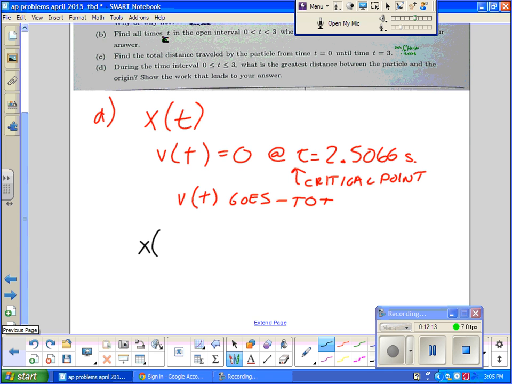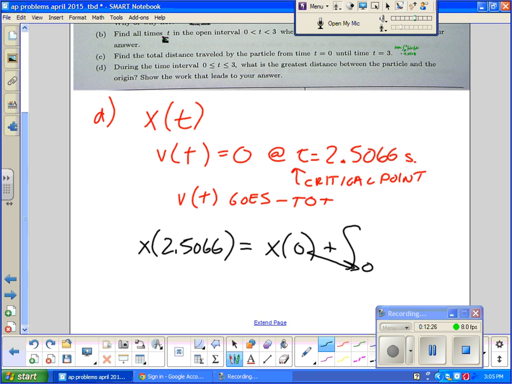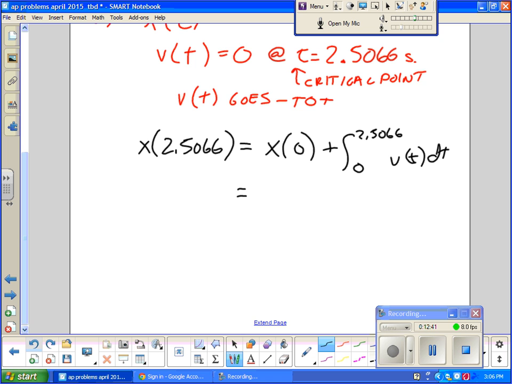X of 2.5066, right? That's going to equal x of 0, because you have the integral, so you have to give it an initial condition. Plus, this number has to match, right? So plus the integral from 0 to 2.5066 of v of t dt. It said x of 0 was 1.